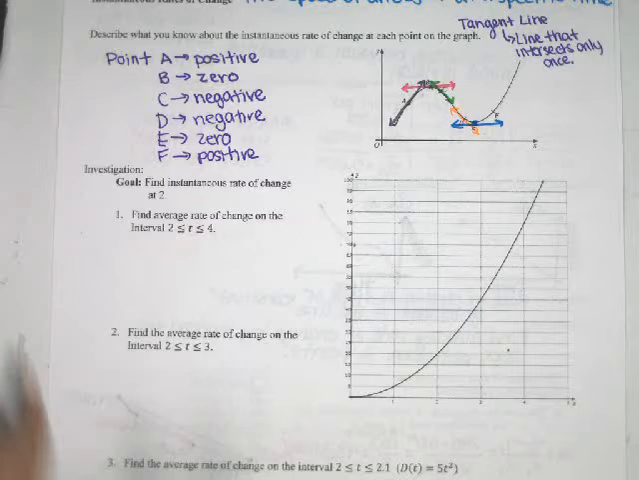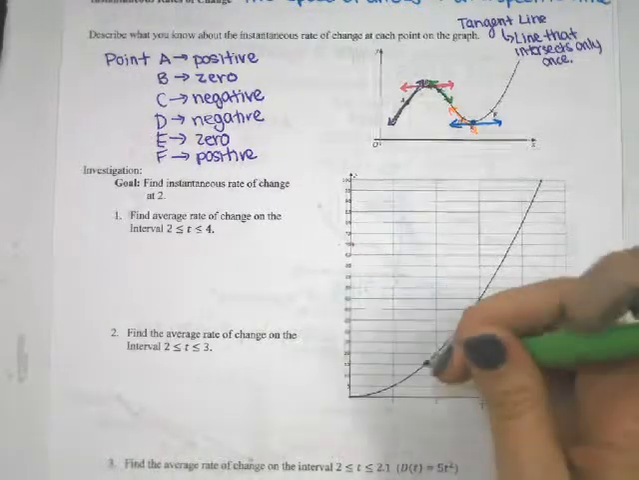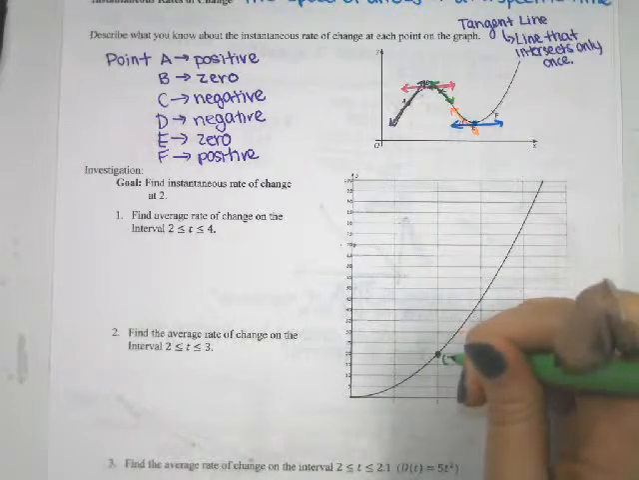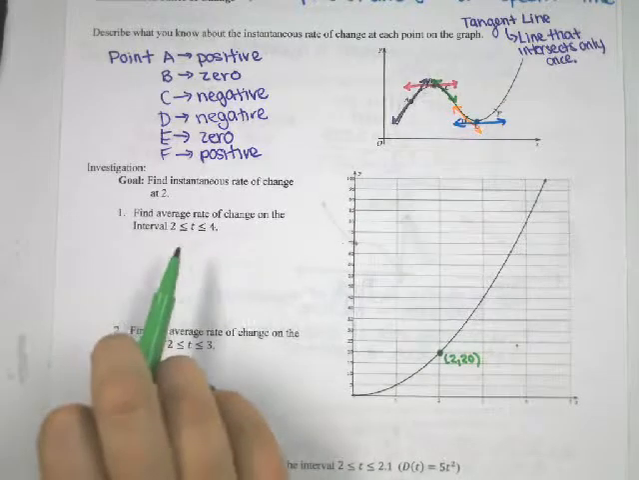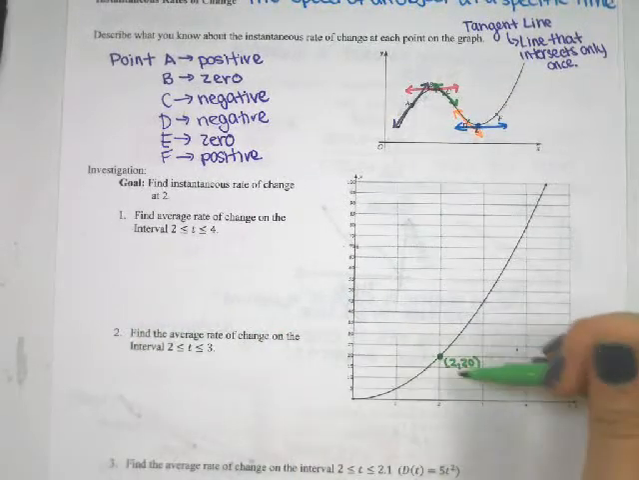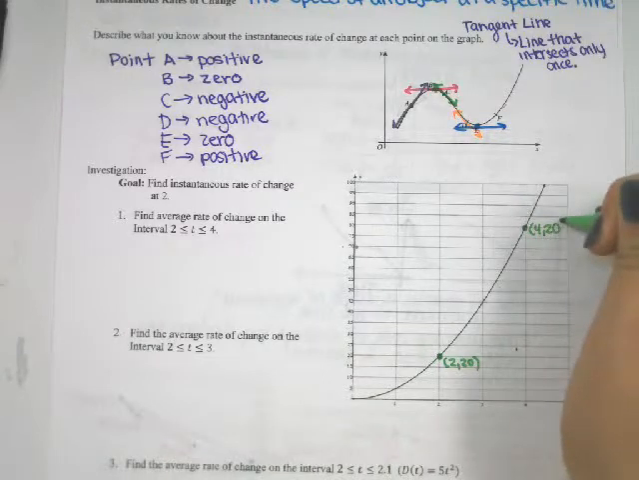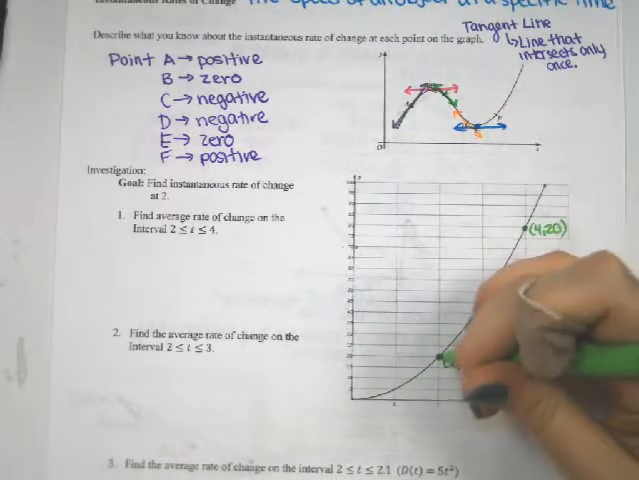So let's look at this question here. We've got find the instantaneous rate of change at 2. We're going to do some other stuff before we get there, but we've got this point at 2, which is the point (2, 20). They want us to find the average rate of change between 2 and 4. So 2 is there, 4 is here, and we want the average. This is what we did in 20A.